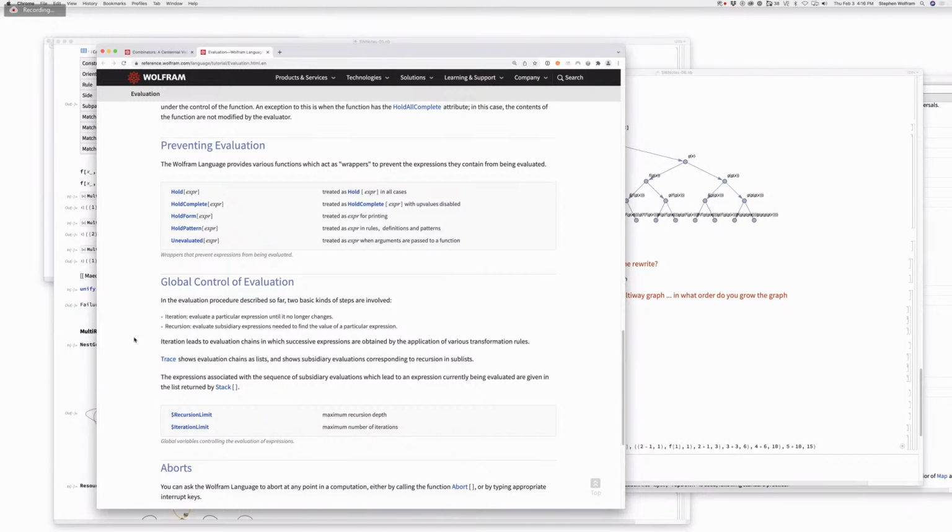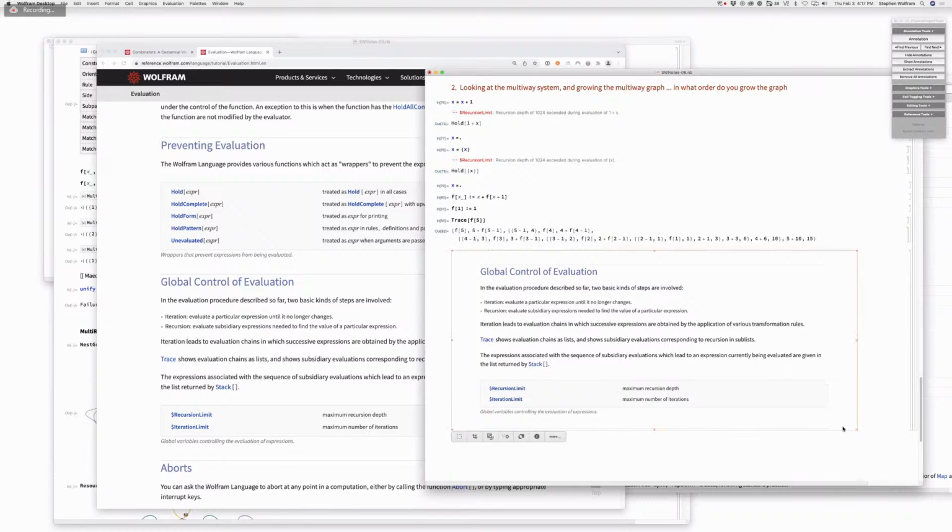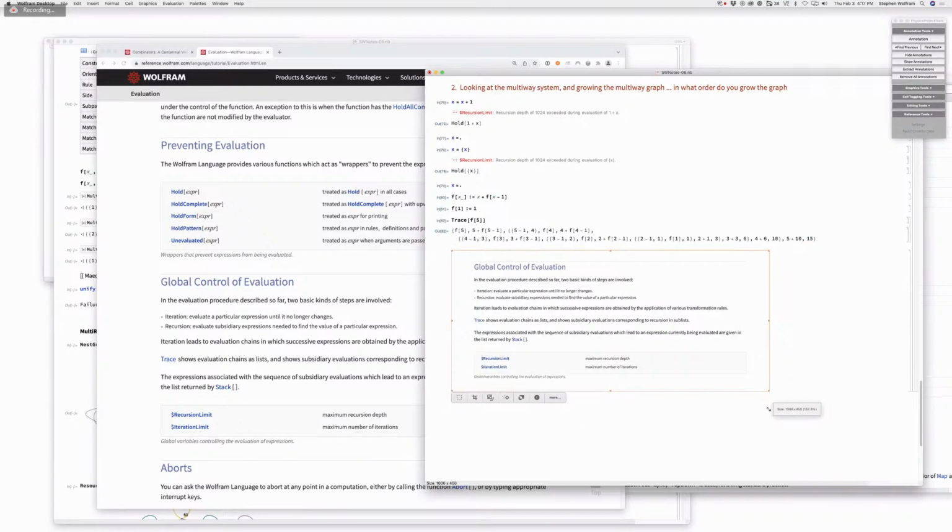I think this mostly represents my state of... leads to evaluation chains in which successive expressions are obtained by the application of various transformation rules. Which sounds like tail recursion. Yeah. Yes. I mean, I believe I have been confused about this for more than 40 years. To me it's the kind of state, like a fixed size state type thing. Which? The tail recursion business. Possibly so. Right.